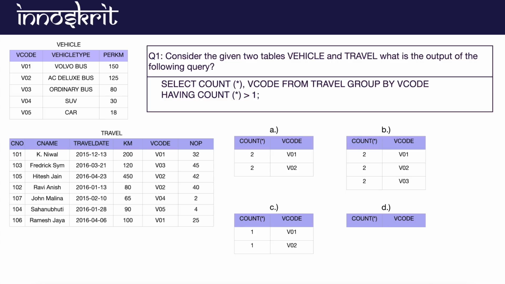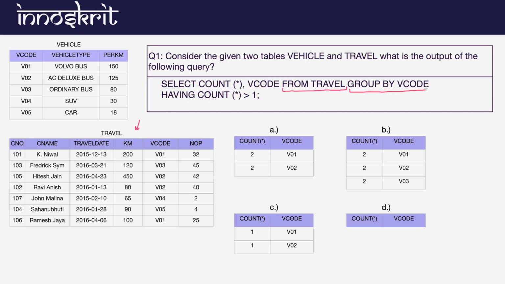So here we have a query, and basically we are given two tables. Let's try to understand the very first question. Consider the given two tables, vehicle and travel. What is the output of the following query? Now let's try to execute this. First of all, we will execute the from clause. The from clause is saying that we have to fetch the data from the table travel only. So we will be looking at the travel table only. Now let's understand the next step.